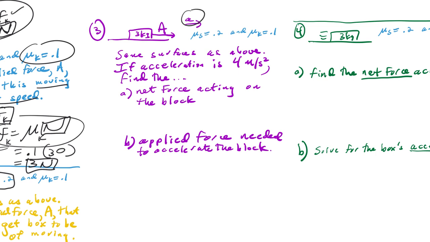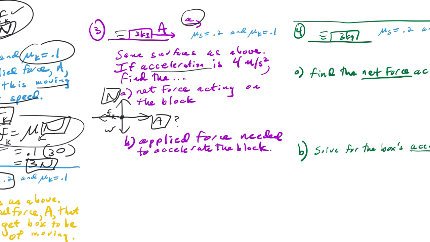So let's look at this one. Now we're accelerating to the right, so the forces are not balanced. If we do a free body diagram, we still have the same normal force, we still have the weight pointing down, we have this applied force, which we're trying to find, and we have some friction. Now, what kind of friction is it? Static or kinetic? Well, if you're accelerating, you're moving, so you have to use kinetic friction.